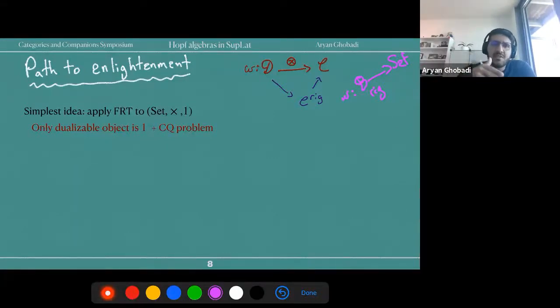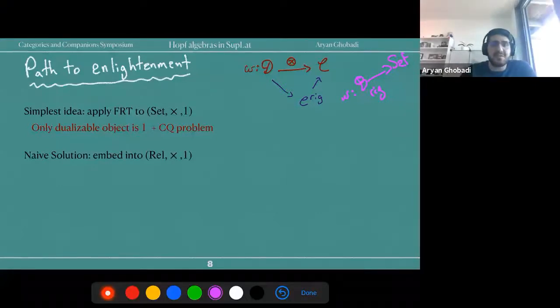There's also another problem here: Hopf algebras in the category of sets are exactly groups. And that co-quasi-triangular structure that I was talking about can't actually occur for any group. If you write it down, it has something to do with the fact that the category of G-sets can only have a braiding if it's symmetric, if it's trivial, basically.